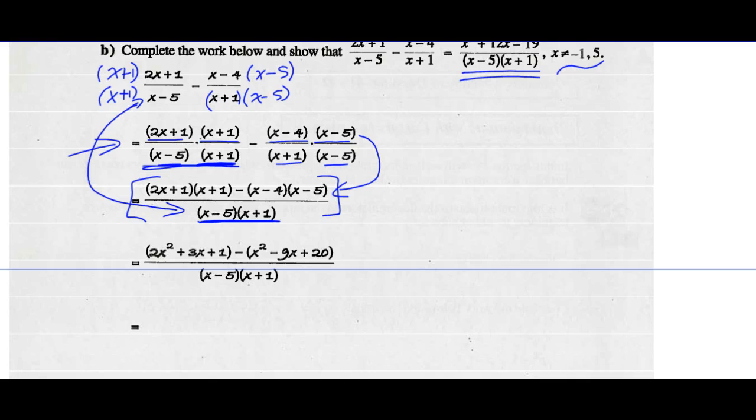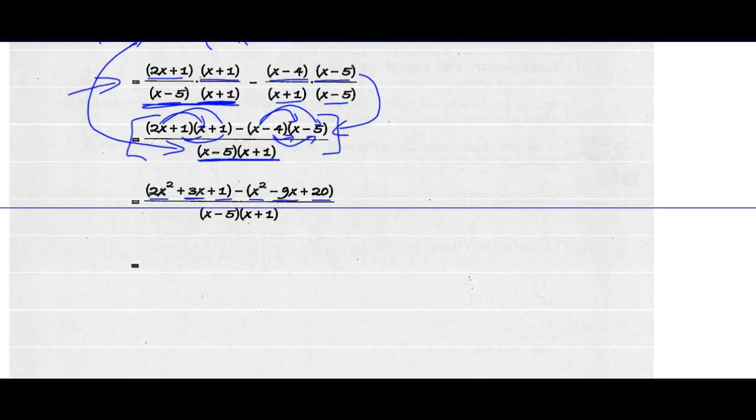I now want to expand these brackets. 2x times x is 2x squared, plus 2x plus 1x is 3x, and 1 times 1 is 1. Do the same thing with this set of brackets. x times x is x squared, x times minus 5 is a minus 5x, and negative 4 times x is minus 4x. So negative 5x minus 4x is minus 9x, and negative 4 times negative 5 is a positive 20. So I've multiplied those two binomials in my numerator together.